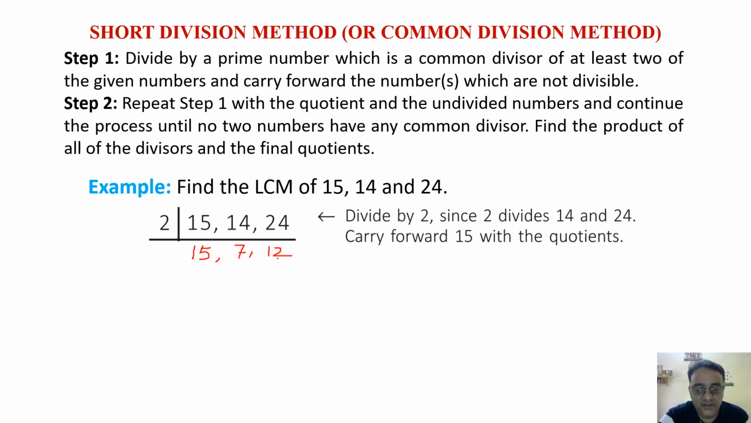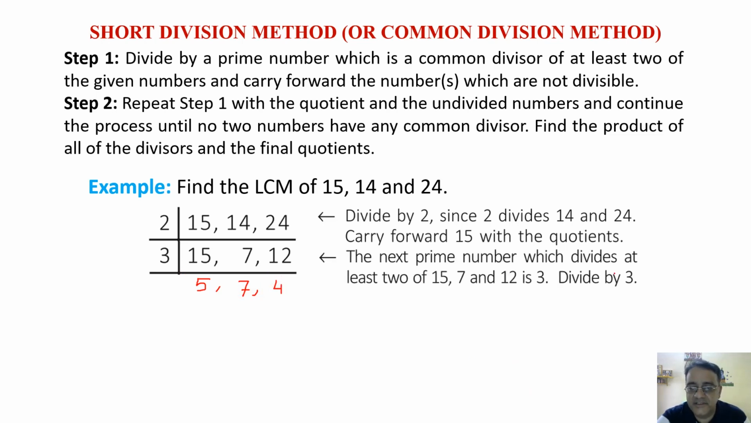This first step is clear to all of you? Yes, sir. Now see, 15 and 12 are divisible by 3. So we are going to divide by 3. So what will you get here? 5, and 7 is not divisible by 3, so we will carry it forward as it is. 12 divided by 3 is 4. The next prime number which divides at least 2 of 15, 7, 12 was 3, that is why we divided by 3. So we got 5, 7, 4.